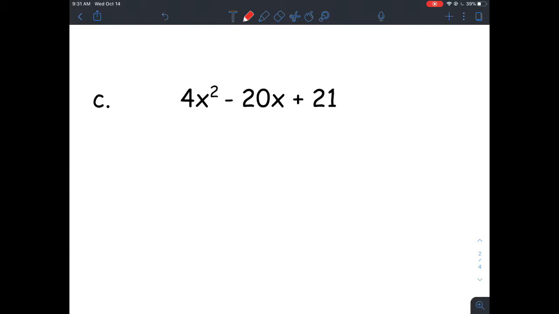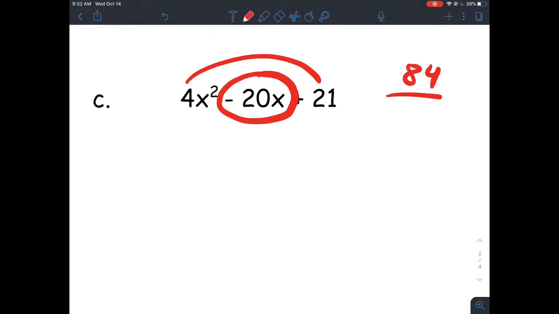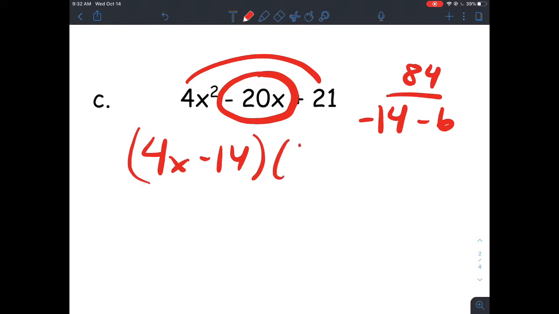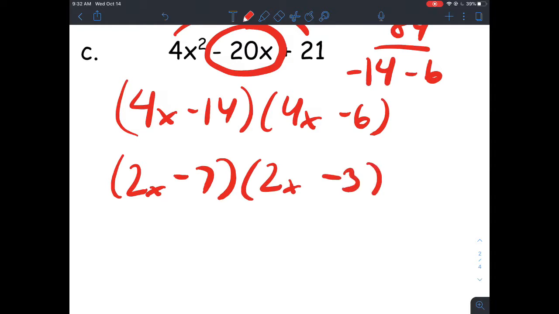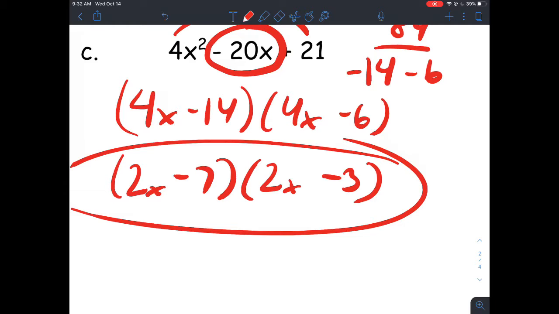All right, and I'll do the last one for you guys, right? So we're going to do 4 times 21 is going to give us 84. All right, and then we can write out some factors of 84. We want to figure out ones that add up to negative 20. And thinking about it, I think negative 14 and negative 6 are going to be some good factors there. So you get 4x minus 14, 4x minus 6. We end up with 2x minus 7 and 2x minus 3. So that would be our answer there.